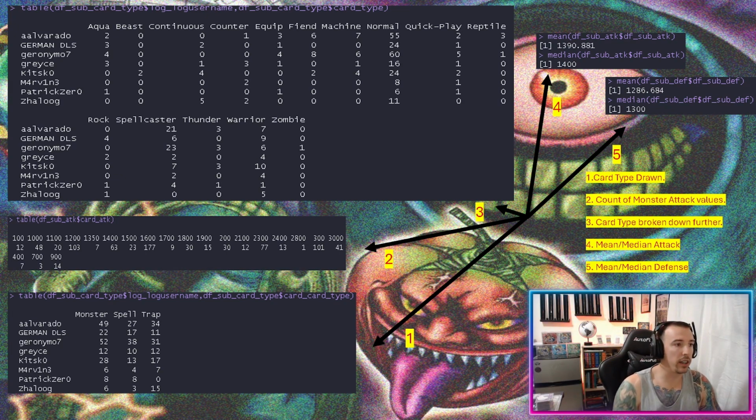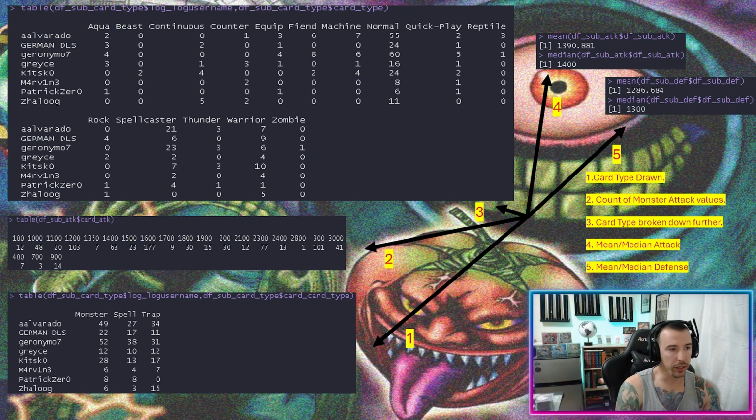So you take Anthony Alvarado. This is showing, for every instance that his username popped up in the log, the card type that he drew was X. So he drew 2 aquas, he drew 1 counter, three equips. And this is for the entire top 8 match replays. So going back, he played what, 1, 2, 3 matches. So this is encompassing all of that.